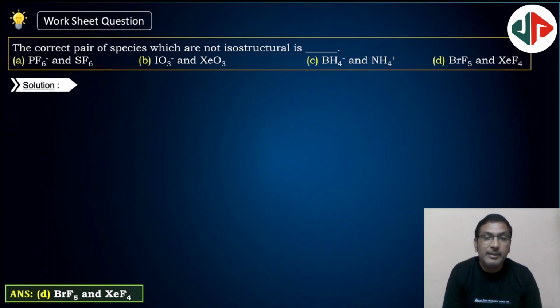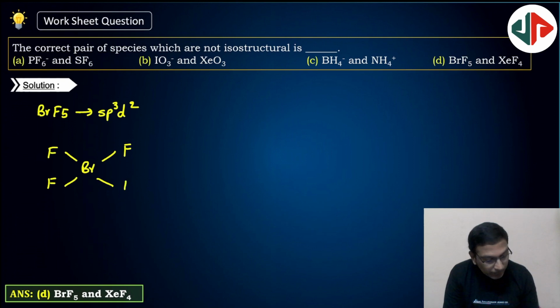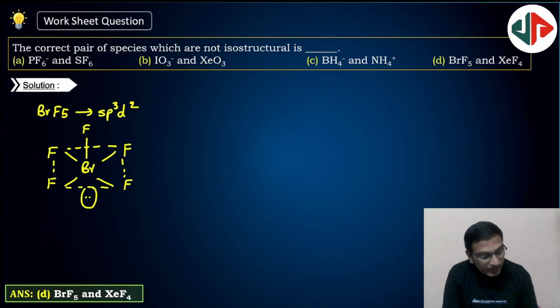The correct pair of species which are not isostructural is. If you take BrF5, this will be sp3d2 hybridization and the geometry will be like this, and one lone pair. Square pyramid.